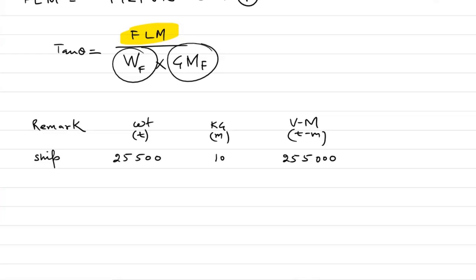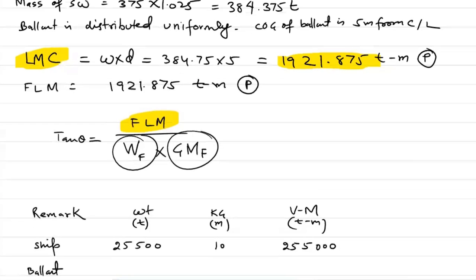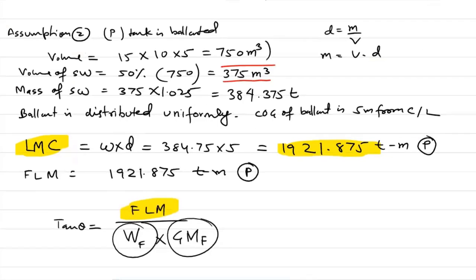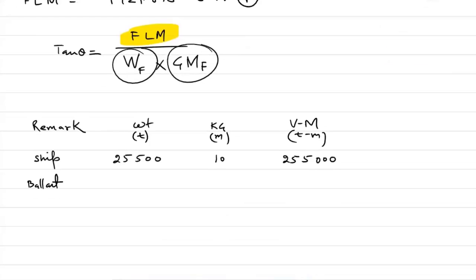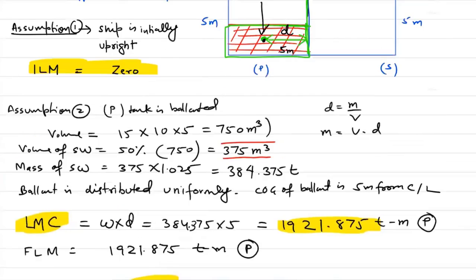No problem. What is the next item? Ballast. What happened by ballasting? How much is the ballast? 384.375. I think I forgot the 3 here. 384.375 multiplied by 5, plus cross check: 1921.875. Okay, fine. So 384.375.